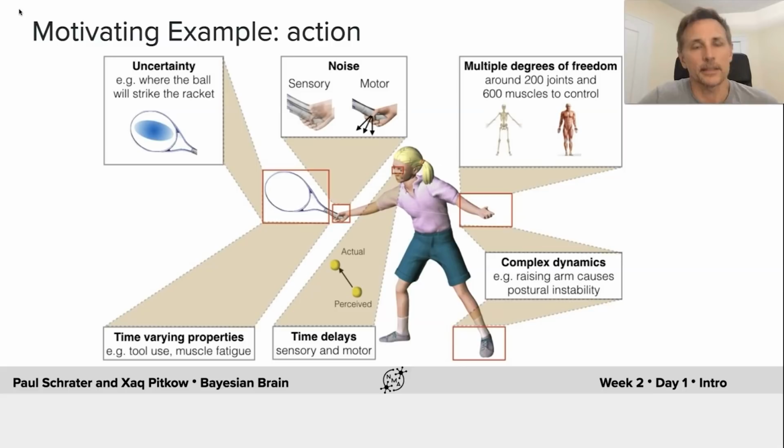Finally, as a motivating example, action problems have uncertainty and probabilistic reasoning in several different, very important places.